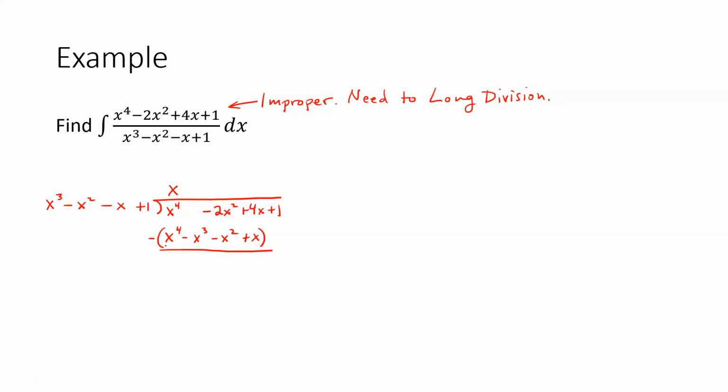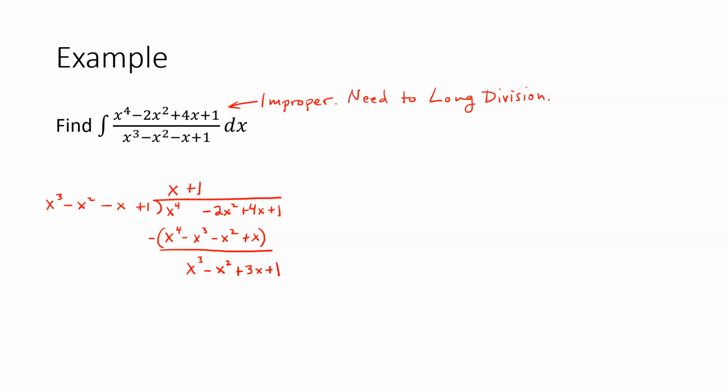So x to the 4th minus x to the 4th are gone. 0 minus negative x cubed, so that'll be plus x cubed. Negative 2x squared minus negative x squared, so plus x squared, so that'll be minus x squared. Then we got 4x minus x will be 3x. And then 1 will drop down, we'll bring that down. Okay, and then notice I can do it one more time here because x cubed divided by x cubed is 1.